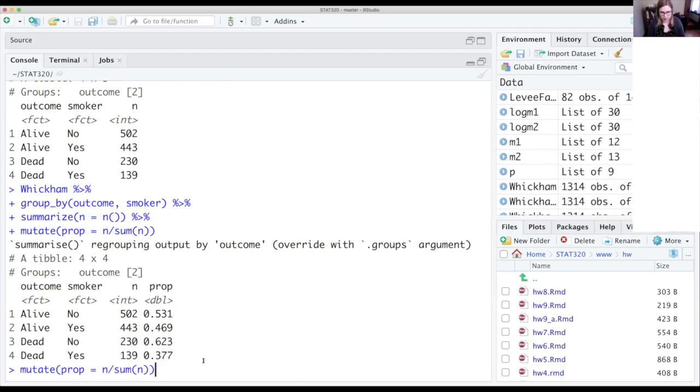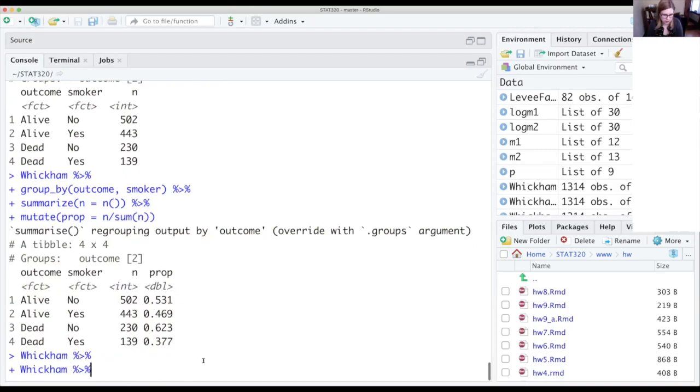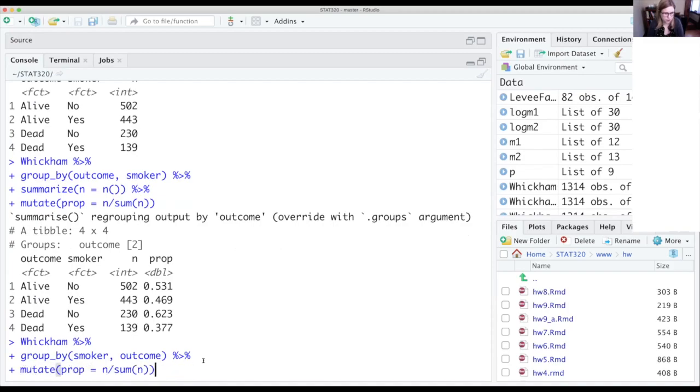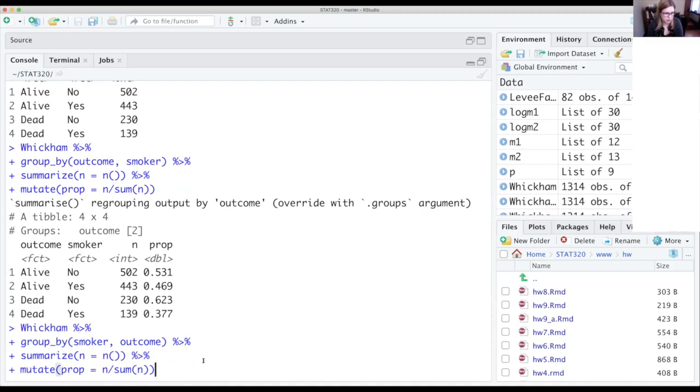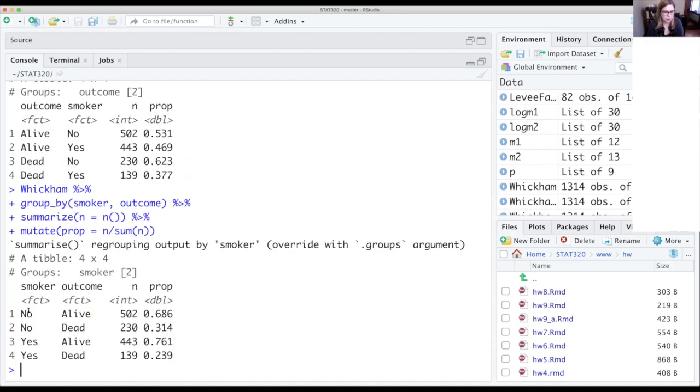But if I swap, so I'm going to hit the up arrow a bunch of times, I'm going to swap the order in my group by. So I'll do smoker, comma, outcome, and then that same summarize, and that same mutate. Now, these two things add up to 1. 0.69 and 0.31, that adds up to 1. So this is, of the people who were non-smokers, what percent are alive? Of the people who are non-smokers, what percent are dead?